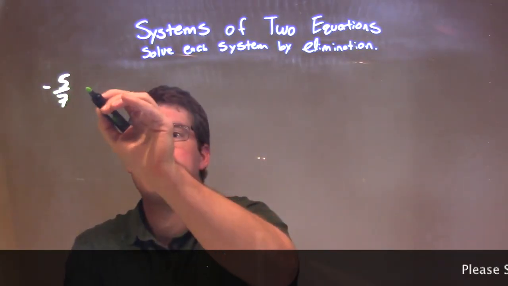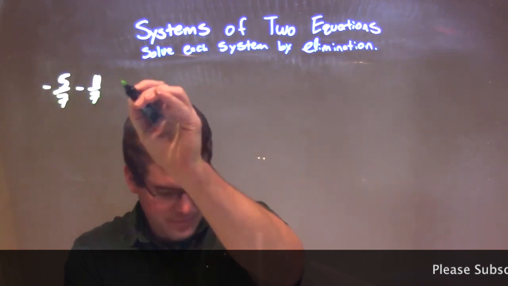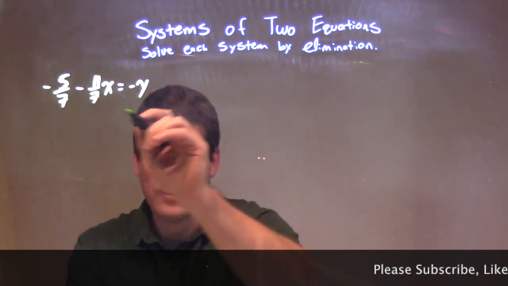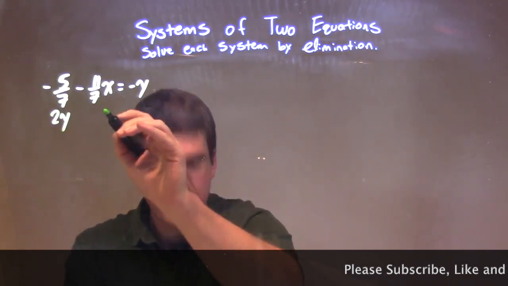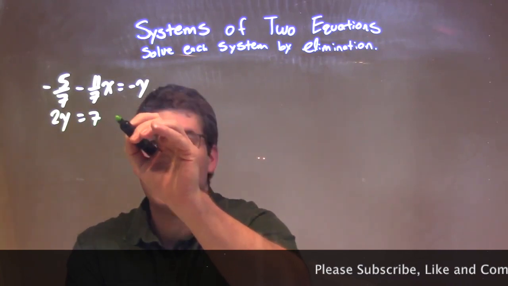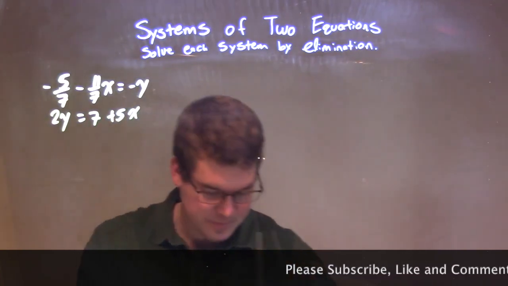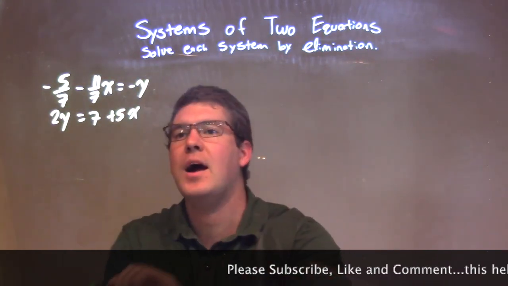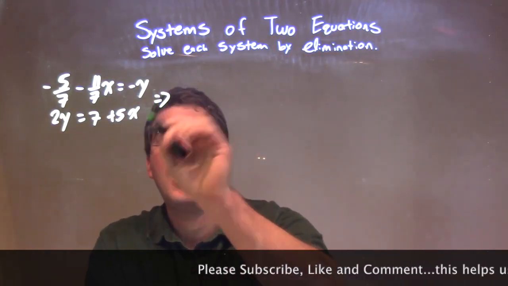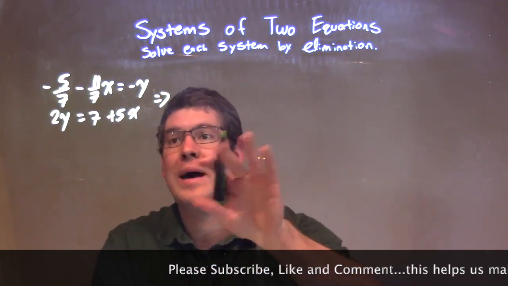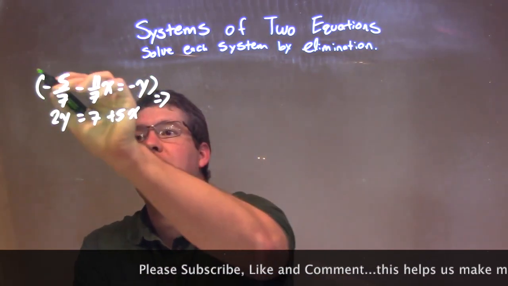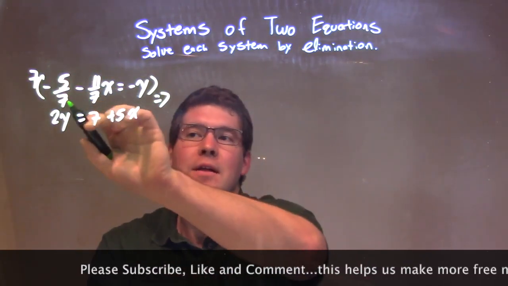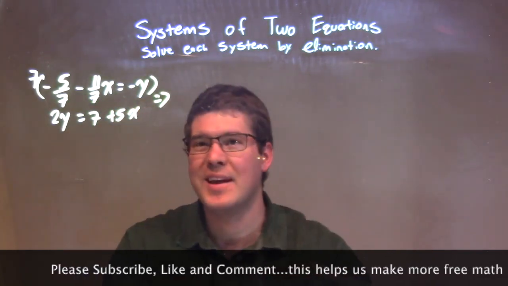-5/7 minus 11/7 x equals -y. And the second equation is 2y equals 7 plus 5x. Okay, I'm going to do this in a few parts. First thing is, I personally don't like to have fractions with these. So I'm going to take the top equation and multiply it all by 7. That will eliminate the denominator, the idea of a fraction here.